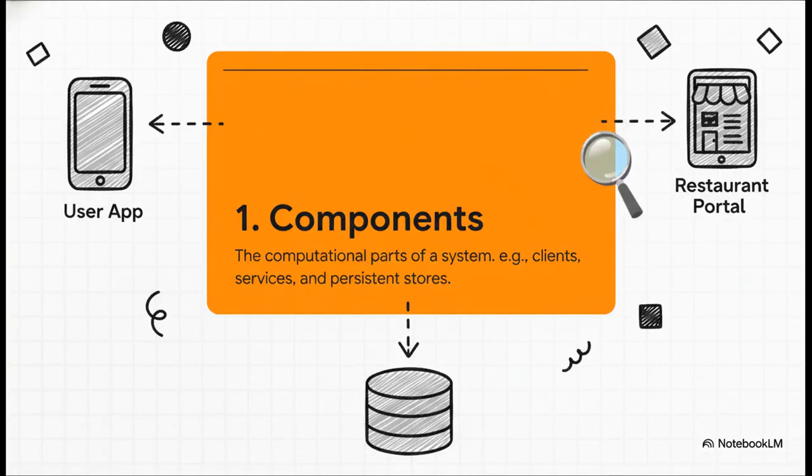All right, first up, components. These are the main chunks of the system, the parts that do all the heavy lifting. So in our app, you've got the thing you use on your phone. That's the user app. Then there's the system the restaurant uses to see your order, the restaurant portal. And working behind the scenes, you have a database holding all the info. Each one of those is a component.